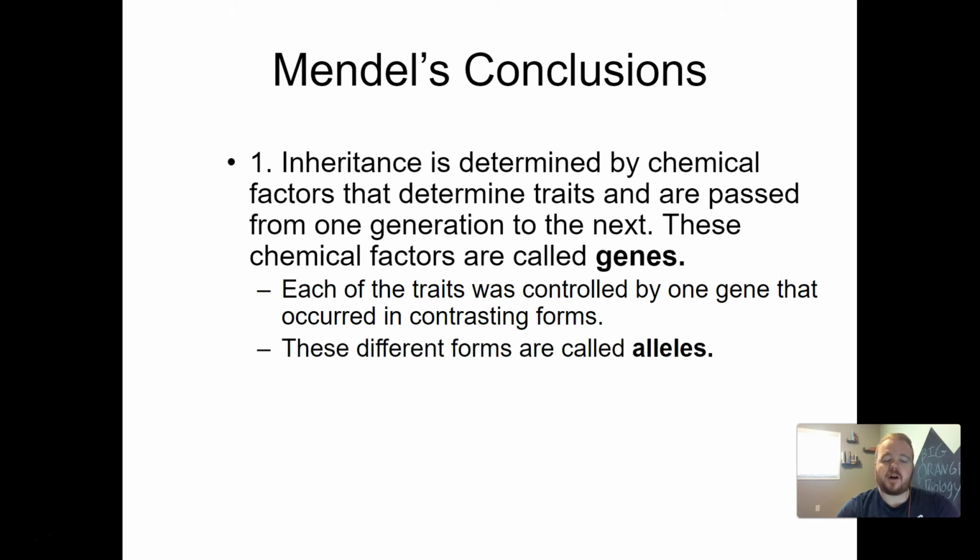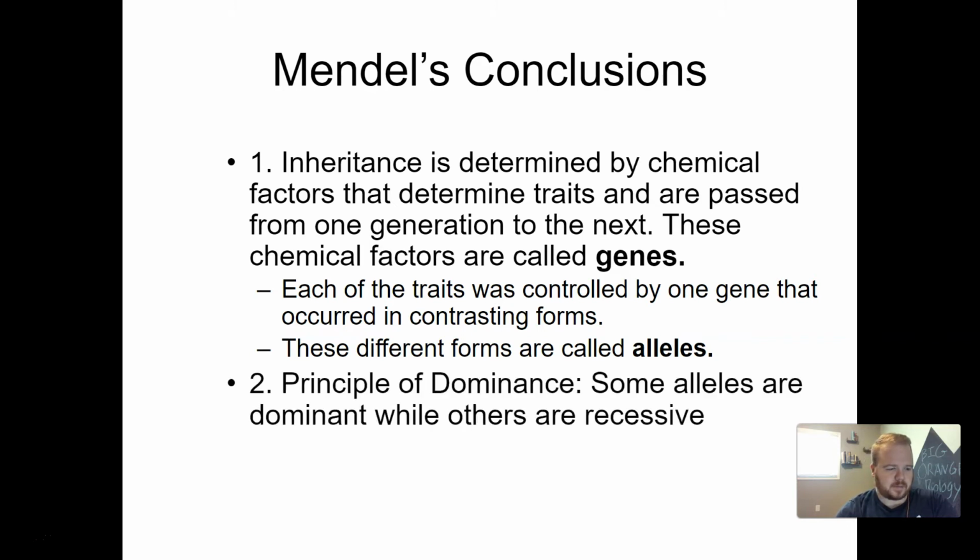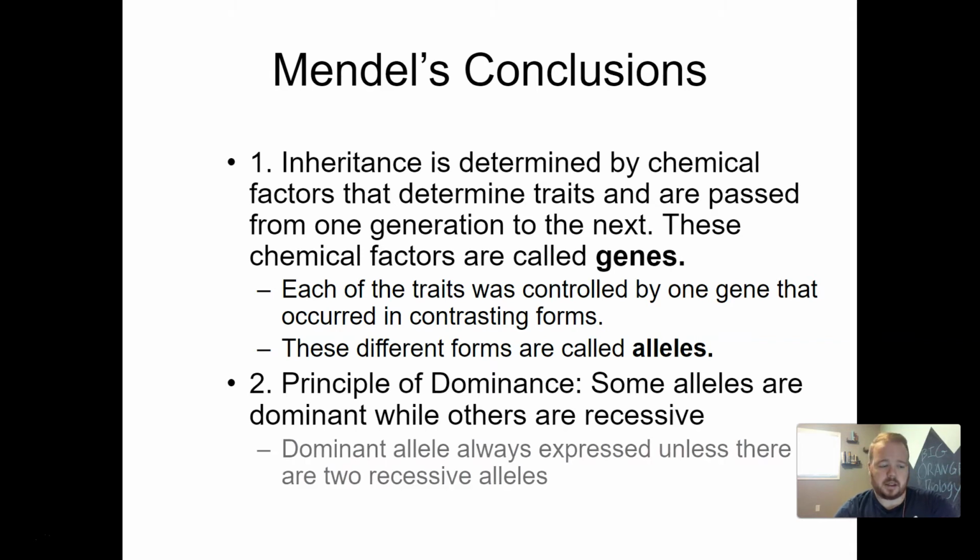These different forms are called alleles. So different forms of the same gene are called alleles. Allele literally means alternative. So not only did he determine that traits can be passed on from one generation to the next, and they were called genes, he also determined that some alleles are dominant to others while others are recessive. Dominant alleles are always going to be expressed unless there are two copies of the recessive allele.